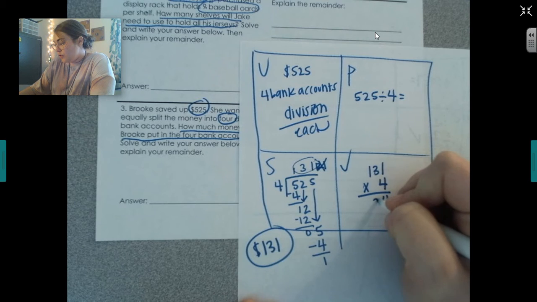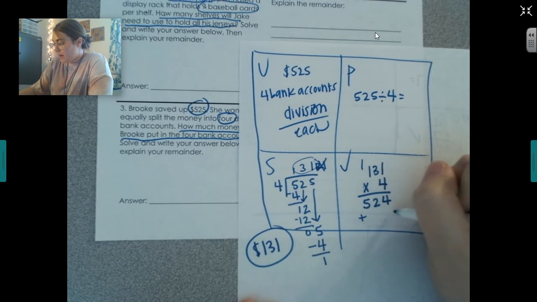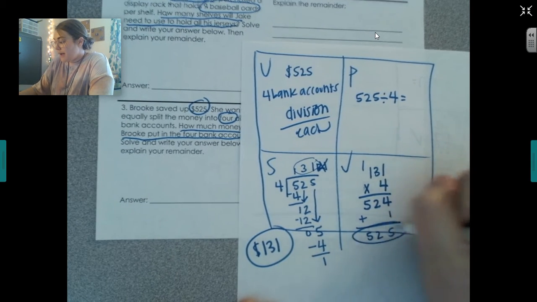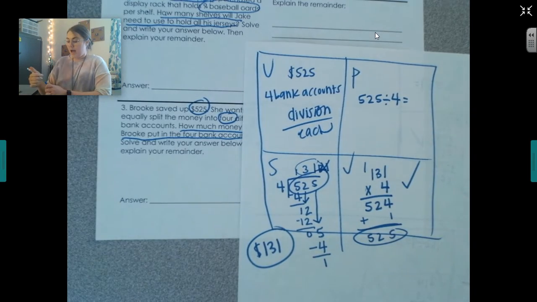That you would have gotten 524. And then if you add your 1 remainder, you get 525. My check matches my dividend, so I am in the clear.